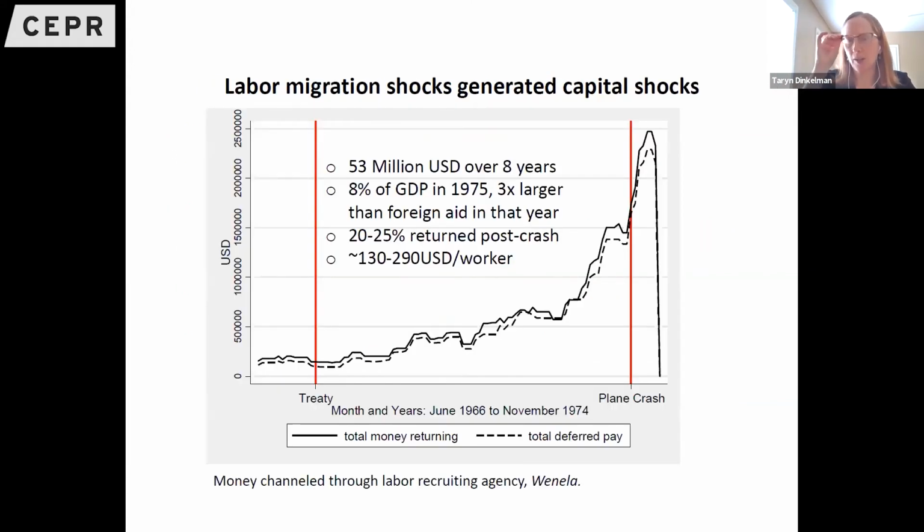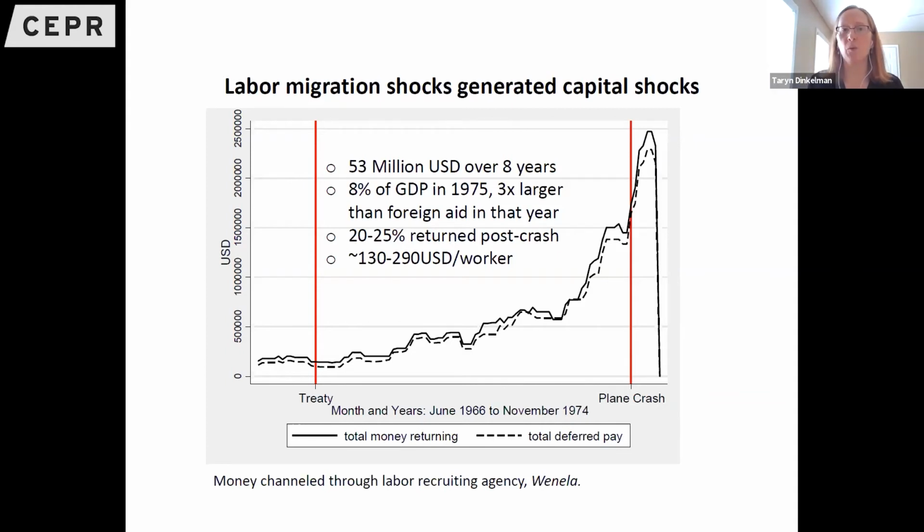So this figure shows us how the increase in labor migration was mirrored by an increase in money coming back into these communities. The two lines basically show us how much was coming back into Malawi in every month of every year. Before 1967, the levels were very low. Between 1967 and the plane crash, you can see that money increasing, and then right after the plane crash, you see a big jump and then a big decline.